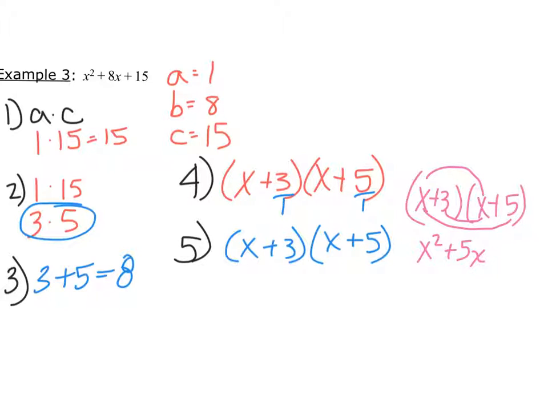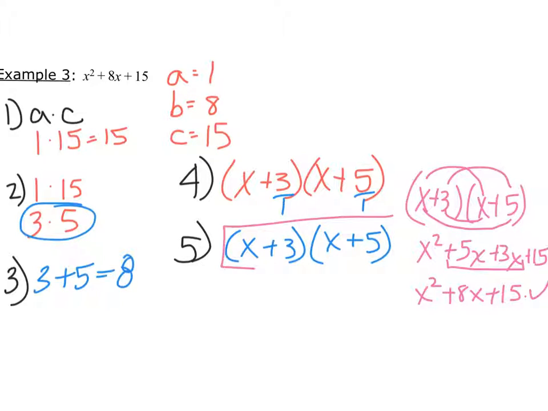3 times x is 3x. And then 3 times 5 is 15. And then I can combine 5x plus 3x is 8x. Does that match our problem? Yes. X squared plus 8x plus 15. There we go.